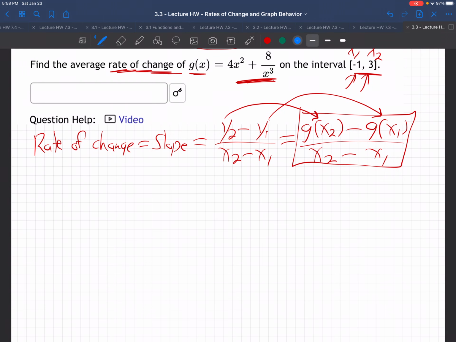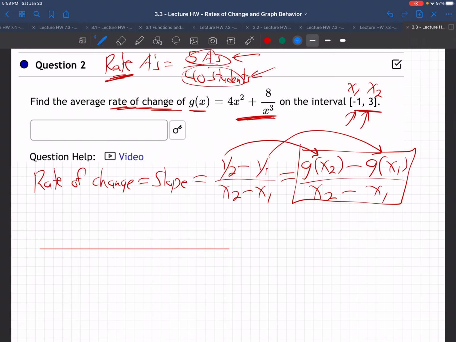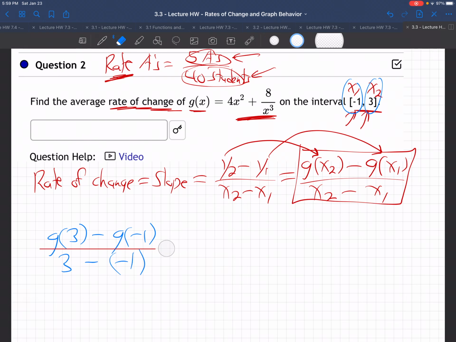So, let's do it then. We'll come over here and make a big bar. g of x2, what is x2? Well, this is x1 and x2, right? So g of 3 minus g of negative 1 over 3 minus negative 1. That's good so far.